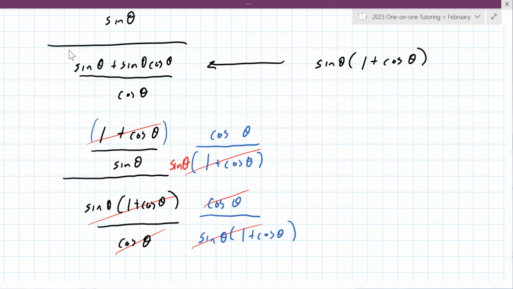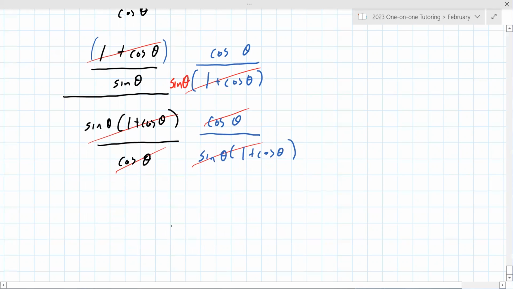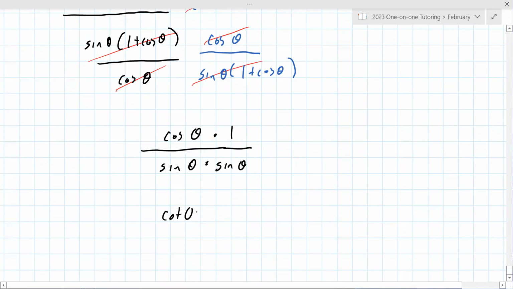So you're left with cosine theta in the top over sine theta, and we'll put a 1 there. So the cosine theta over sine theta, that's your cotangent theta times your cosecant theta, like that.